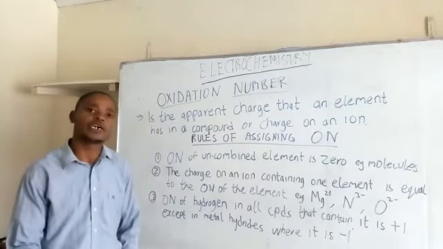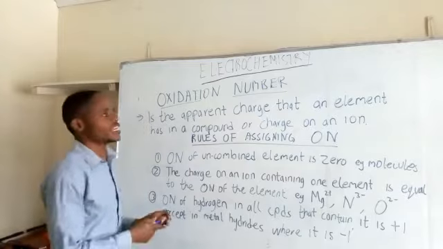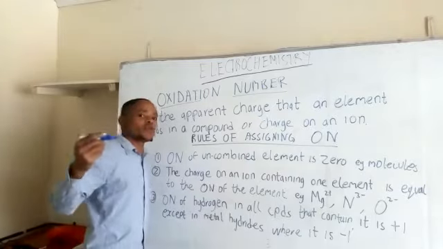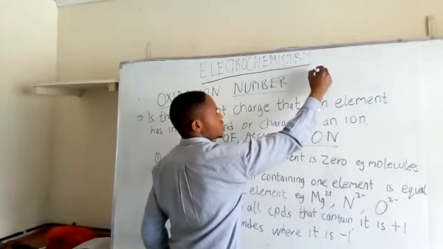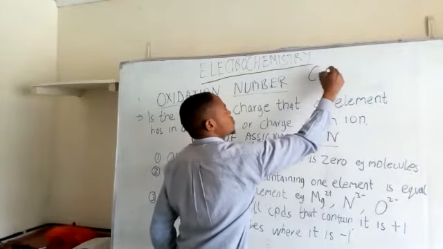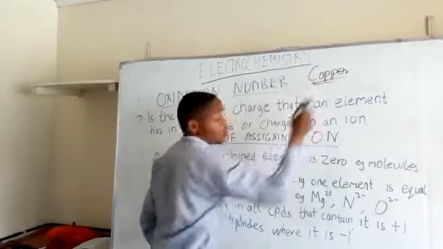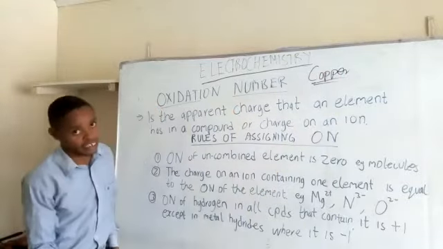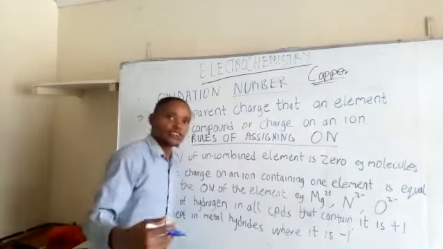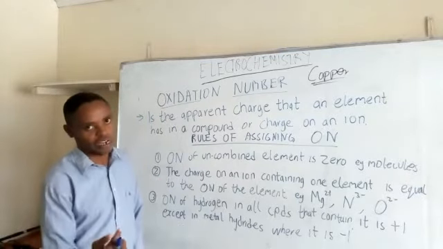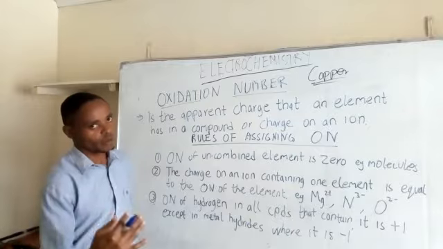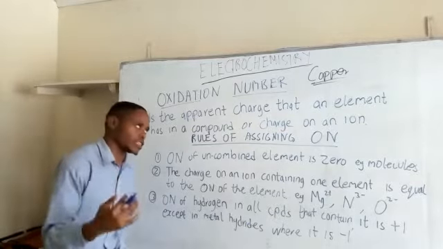For instance, we have substances which have a valency of more than 1. Like for instance, we have copper. So we can have copper 1 oxide, copper 2 oxide. So that 1 and that 2. In copper 1 it means that copper lost 1 electron. In copper 2, 2 electrons, and so on.